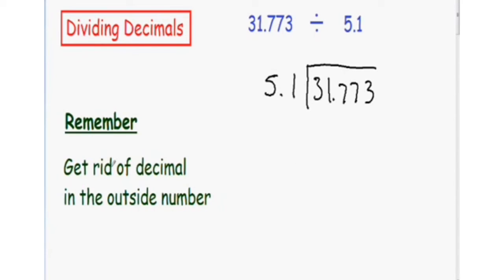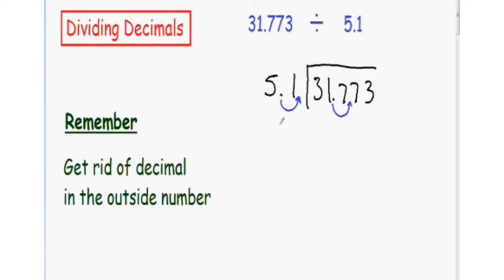Now 5.1, being your divisor, has a decimal point. We must remove it because your divisor must always be without a decimal point. So we remove it by moving it one place to the right. At the same time we do the same to the dividend. We go straight to the dividend and move it also to the right hand side by one place. All right, so like that.